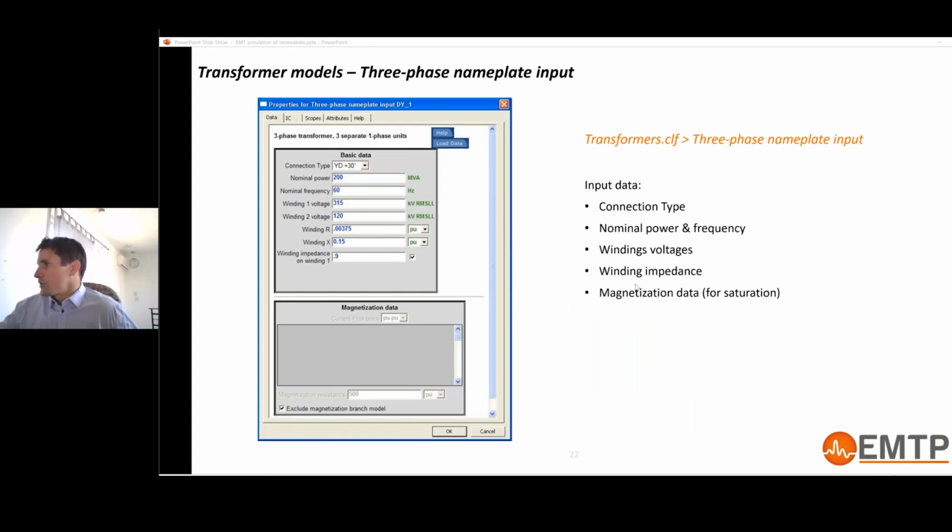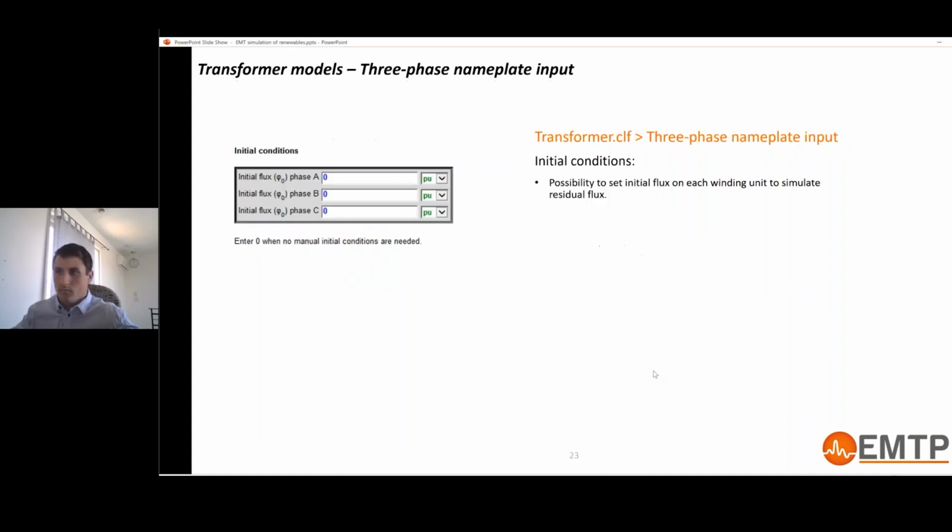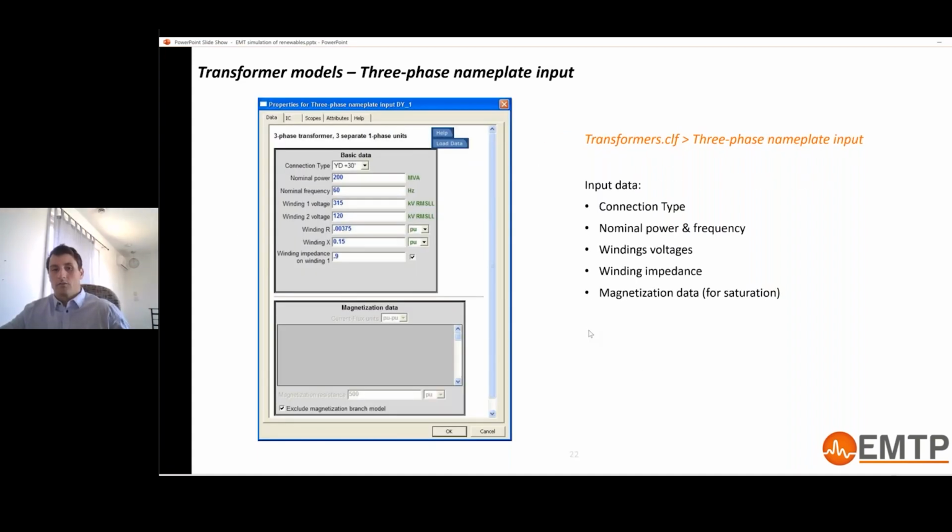Okay, so we have another question here for the magnetization data. Can I use the VI curve from manufacturers? Yes, absolutely. So that was the next point here. One routine is to go from the VI curve. So the VI curve, it's an RMS curve.